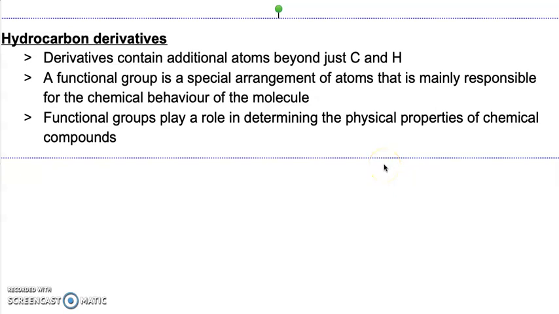Now we move on to our hydrocarbon derivatives. These are called hydrocarbon derivatives because they're going to contain additional atoms over just C and H. Okay, they still have to have the C and H, but now they are going to have some additional stuff in them.